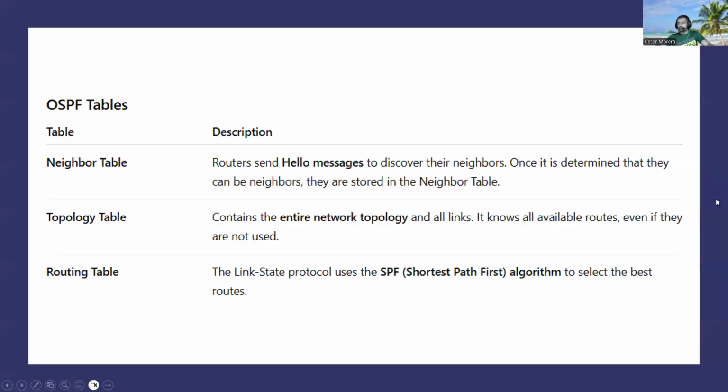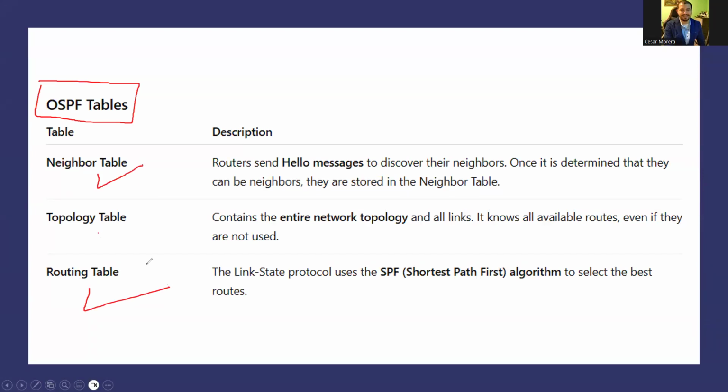So let's start. First things first, let's go ahead with the tables. We're talking about the OSPF tables: the neighbor table, the routing table, and the topology table. Those are the tables that we have. Now, what is the definition for each of those? The neighbor table is where routers send hello messages to discover their neighbors. Once it is determined that they can be neighbors, they are stored in that neighbor table.